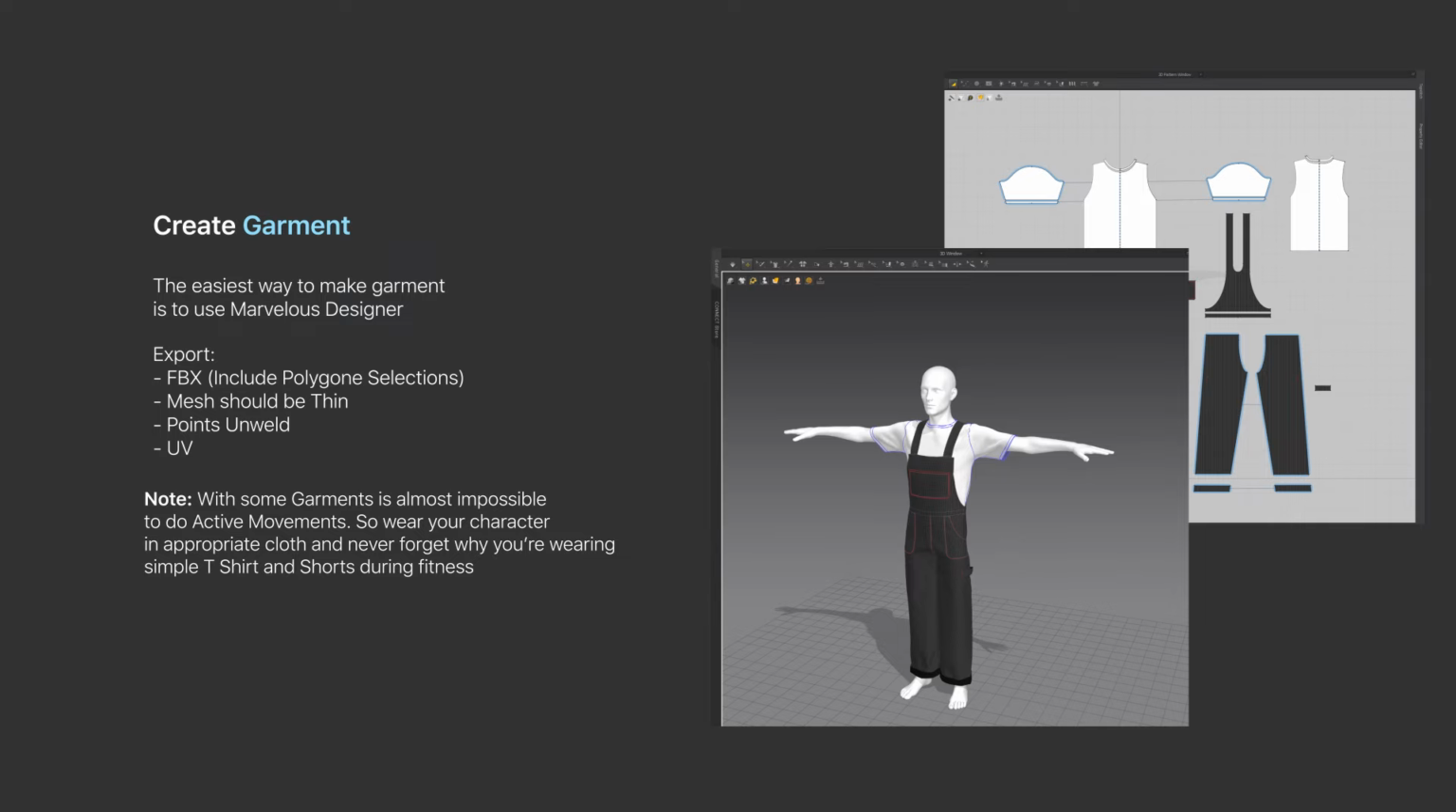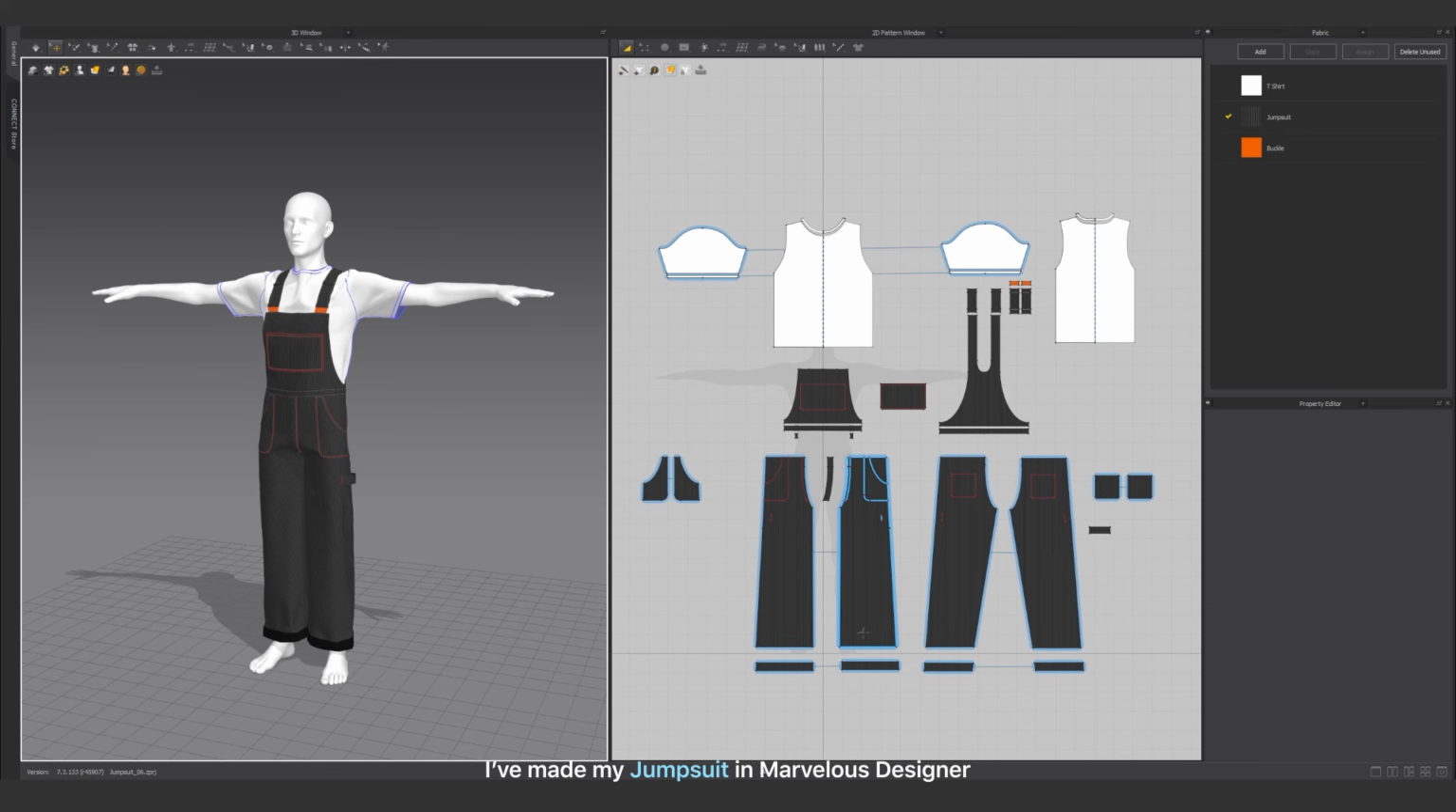It's time to create the garment, and the easiest way to make it is to use Marvelous Designer. Export it as FBX, because it includes polygon selections. Keep the mesh thin. Don't weld points and prepare UVs. With some garments it's almost impossible to do active movements. So dress your character in appropriate clothes and never forget why you wear a simple t-shirt and shorts during fitness. I've made my jumpsuit. I will not show you the process of creation, hope you handle it on your own, and luckily Marvelous has great video manuals.